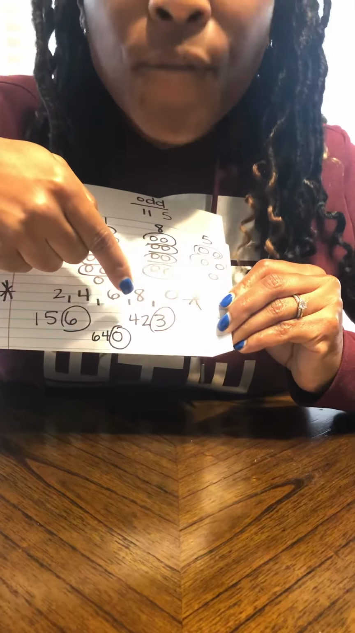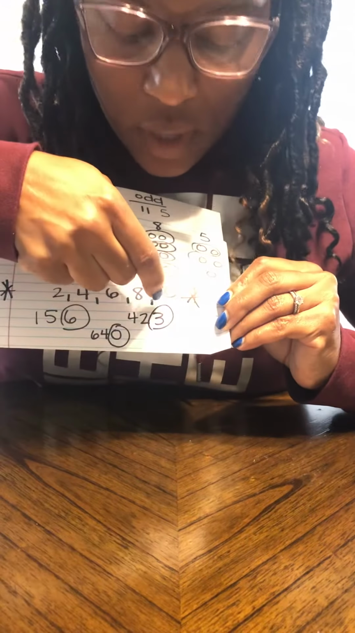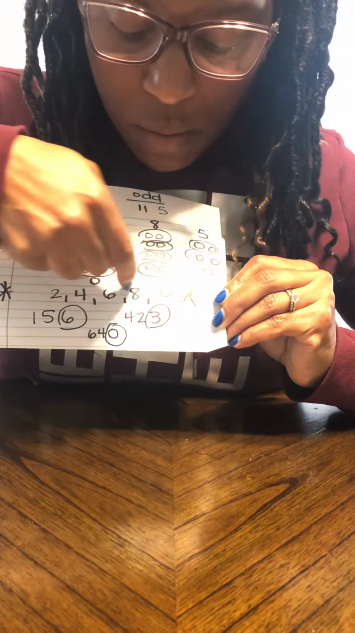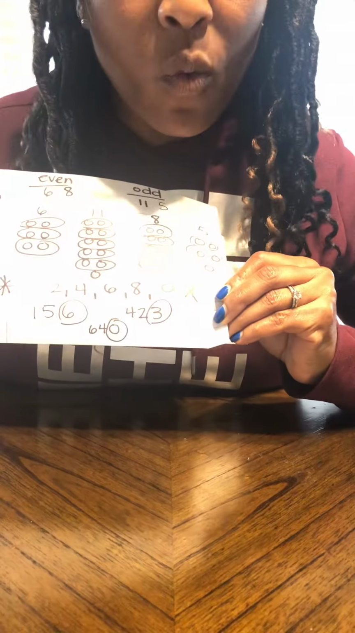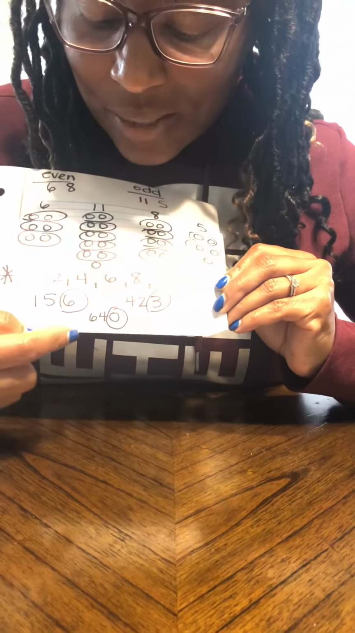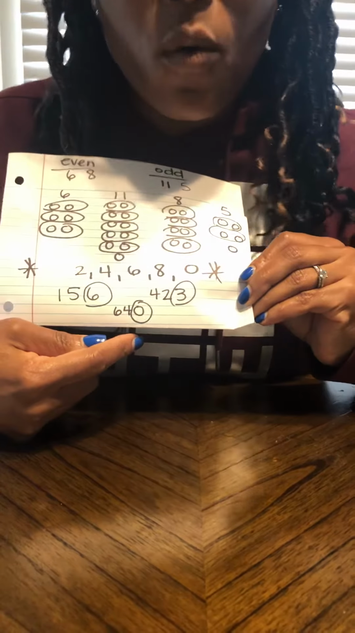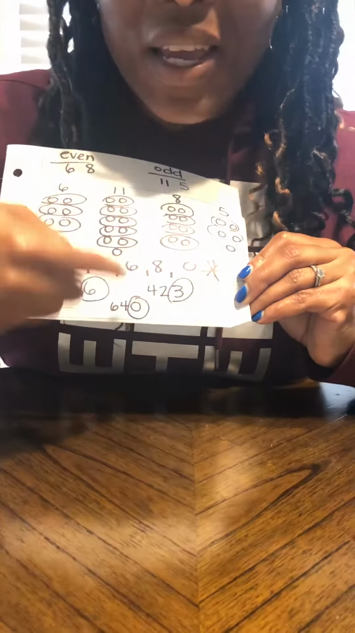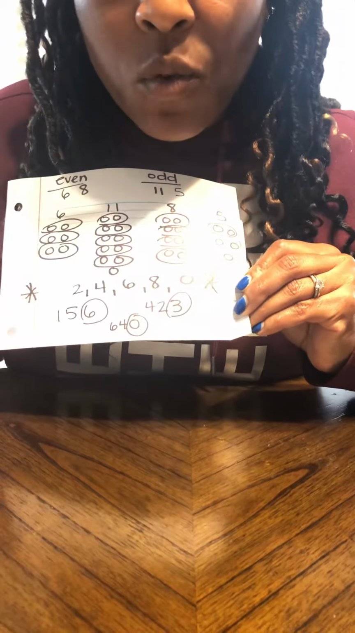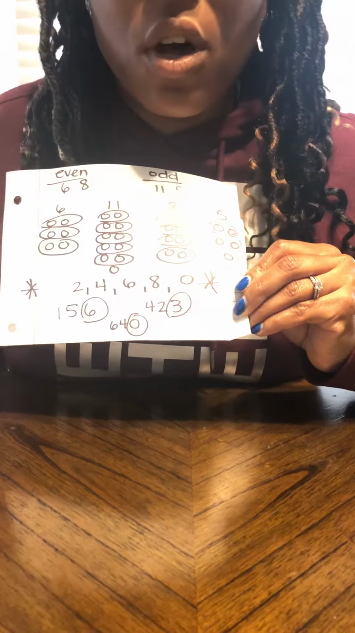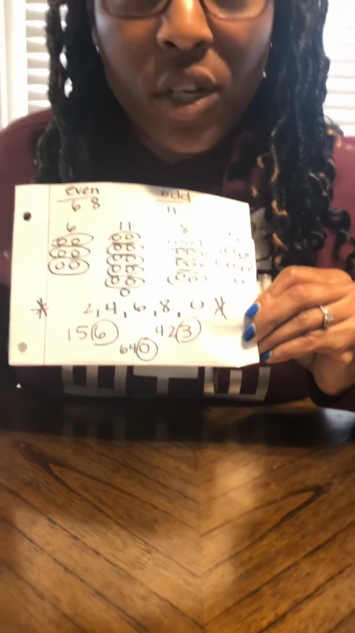Another example, 423. Do not let that big number blow your mind. Look at the last digit. Is it one of the numbers that I have up here on my cheat sheet? Nope. So it has to be what? Odd. Last example, 640. Such a big number, but don't worry. Look at that last number. It's 0. It's on my cheat sheet. So it has to be what? Even.